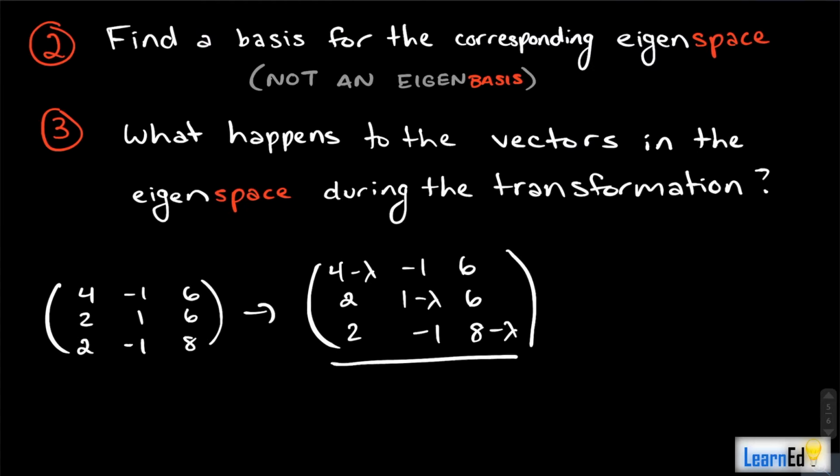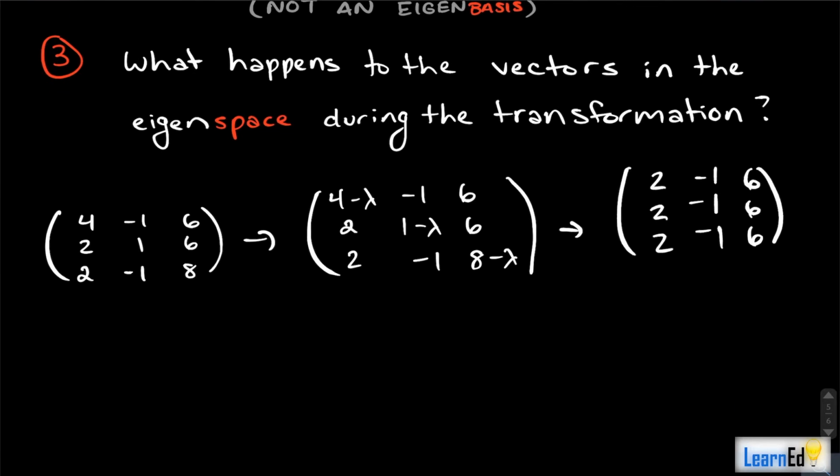So now what do we want to do with this matrix? Well, we have that lambda equals 2, so let's plug that in. We get a 2, 2, 2, -1, -1, -1, and a 6, 6, 6. So basically we just have a 2, -1, 6, and then we have zeros all underneath because we can zero out those rows now.